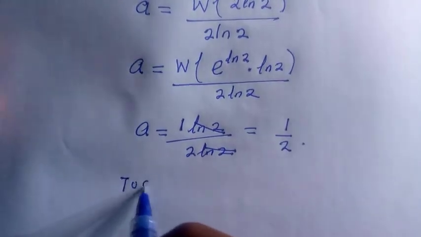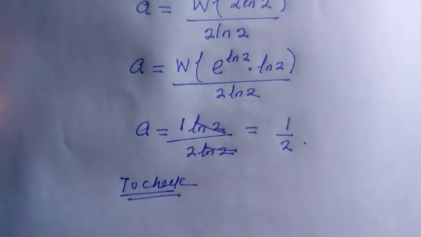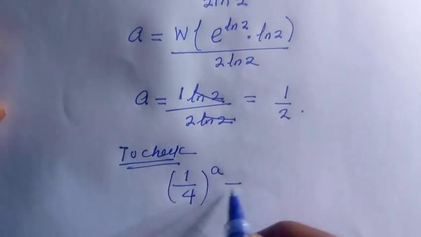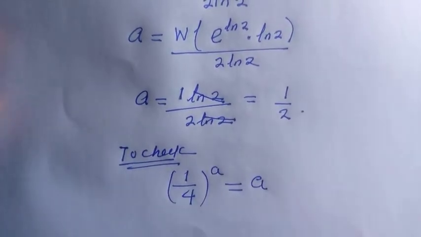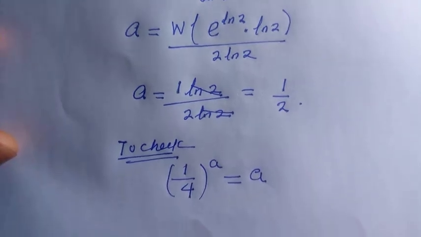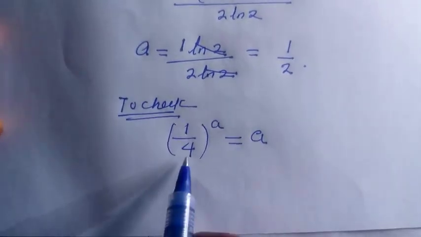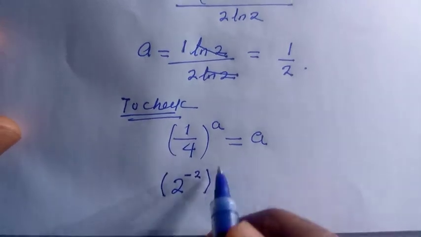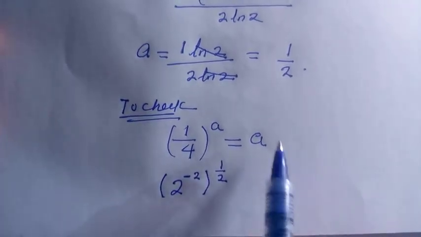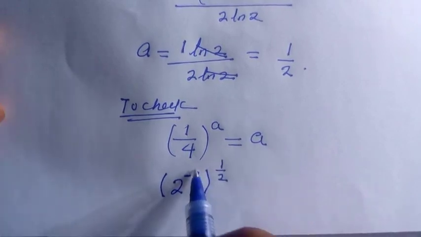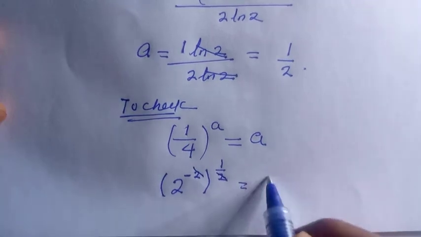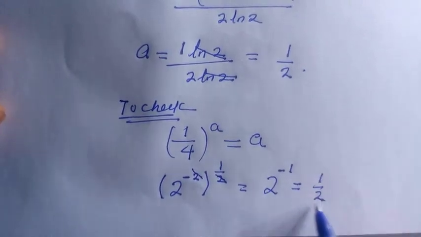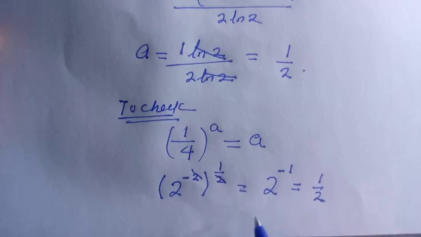So let's check if it's satisfied. We have 1 divided by 4^a equals a. By replacing a with 1 over 2, and transforming this 4 into 2^(-2), everything is raised to the power of 1 over 2. We know that the a here is 1 divided by 2. So when this cancels this, we have 2 raised to the power of minus 1, and 2^(-1) equals 1 over 2. It means that the left hand side and the right hand side of this equation are equal.